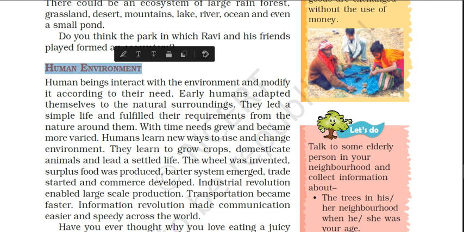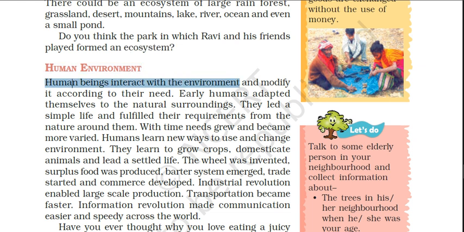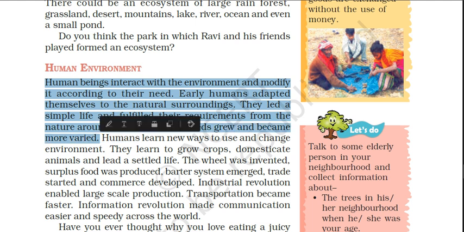Human environment. Human beings interact with the environment and modify it according to their need. Early humans adapted themselves to the natural surroundings. They led a simple life and fulfilled their requirements from the nature around them. With time, needs grew and became more varied.